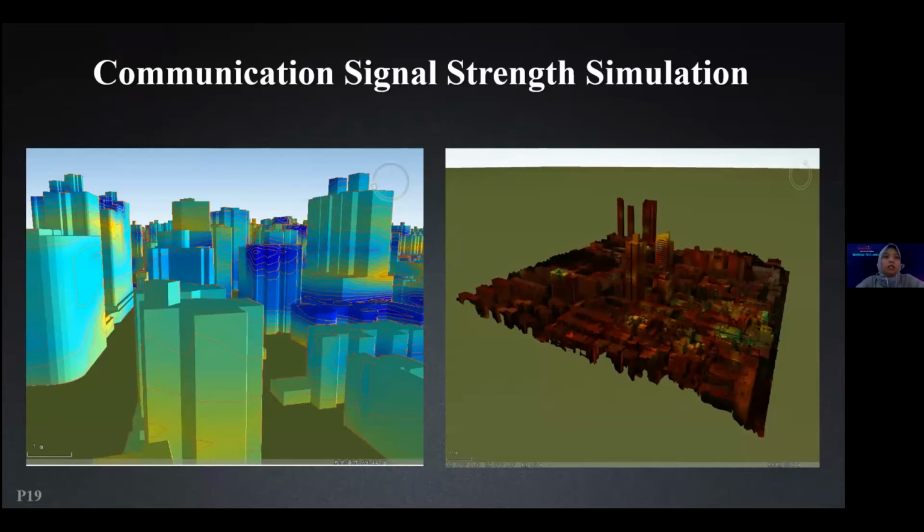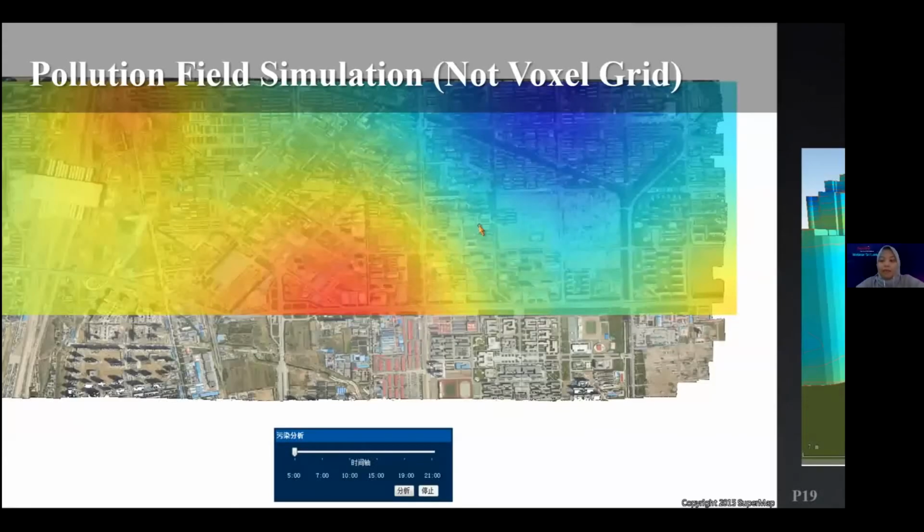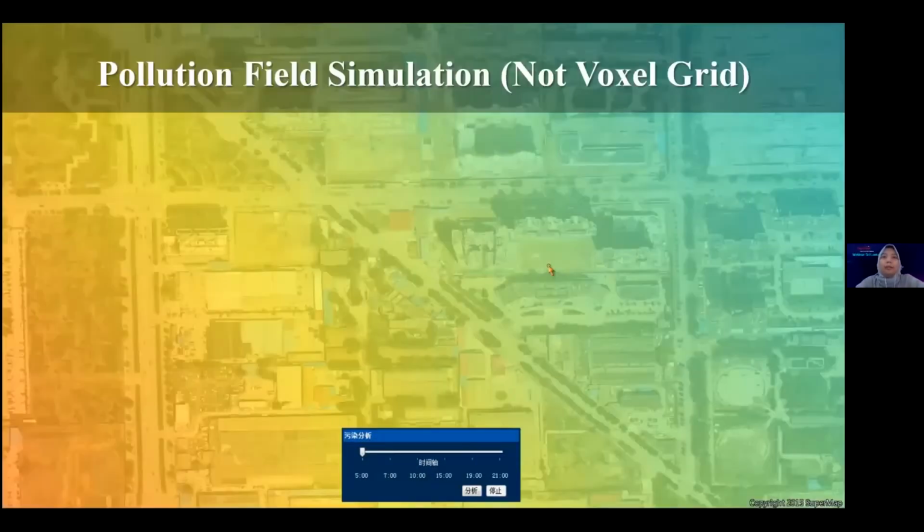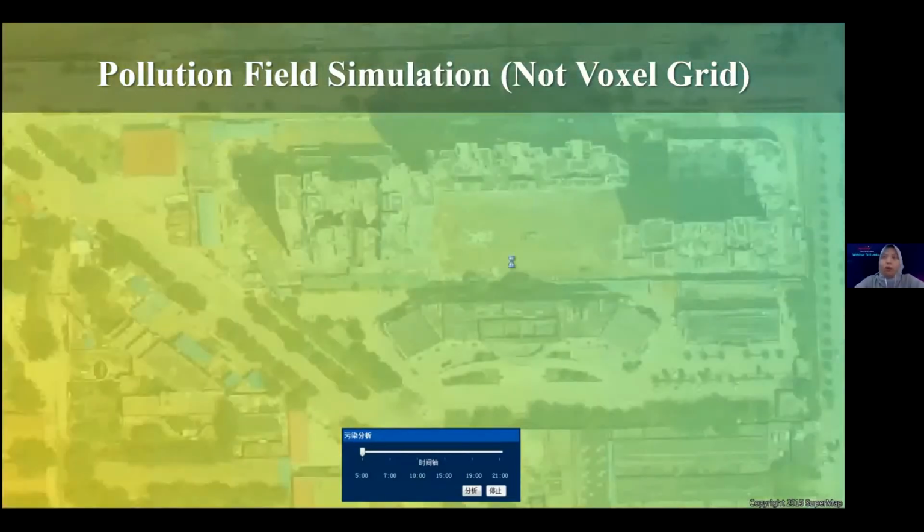Next feature. Okay, next we could also display pollution field simulations in a timely manner. It can be displayed in different colors at different intensities of the pollution itself. And we can also see the time for displaying the pollution field simulations.